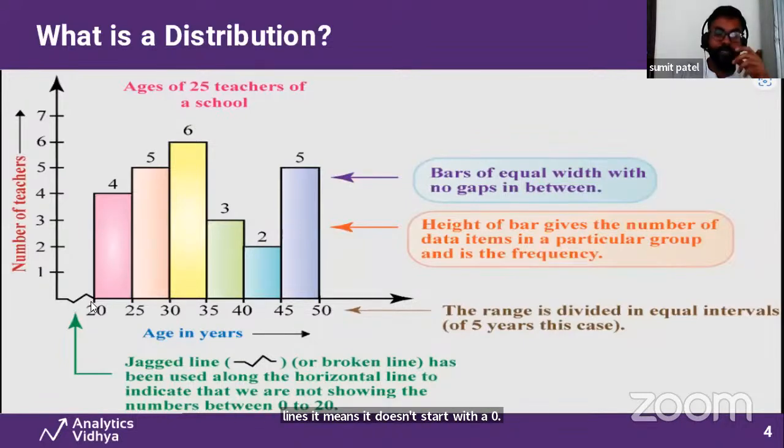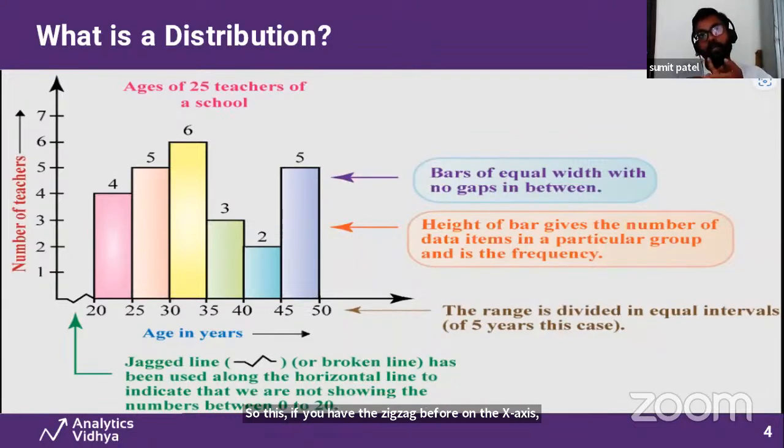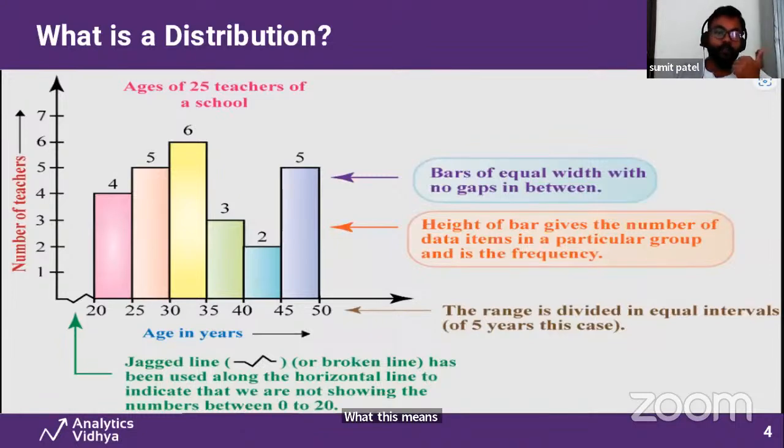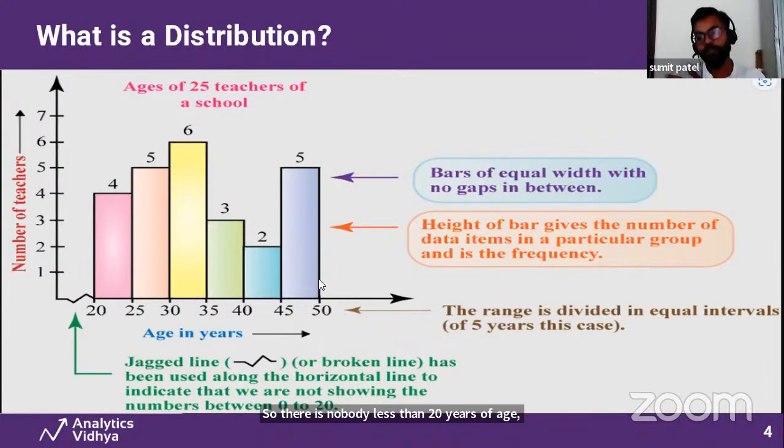If it is not to scale, you see 20 to 25, 25 to 30, the distance is uniform, but the distance between 0 and 20 is not uniform. So if you have the zigzag on the x-axis, what this means is that your data does not start from 0. The minimum age of the teacher might be 25, 26. In this case, it could be 20 as well. So there is nobody less than 20 years of age. And similarly, there's nobody who is more than 50 years of age. Correct?